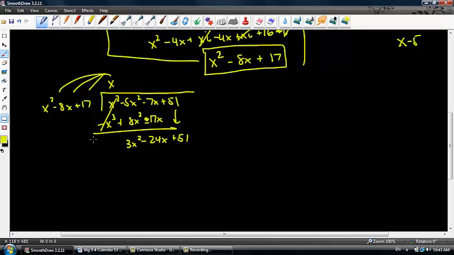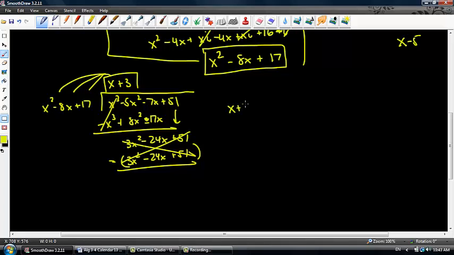x squared goes into 3x squared 3 times. I'm going to end up with 3x squared minus 24x plus 51, and if I subtract the entire thing, you'll find that the entire thing goes away. I end up with x plus 3. So what that means is that x plus 3 was one of my factors.